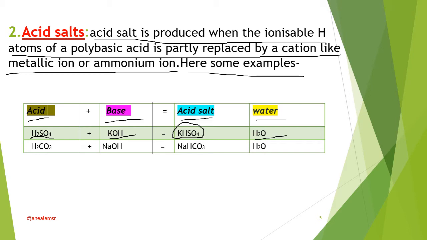Same thing happens in H2CO3. H2CO3 acid contains two replaceable hydrogen atoms. One is replaced by Na and the other remains as it is, and as a result it forms NaHCO3, acid salt, sodium bicarbonate, and water. So these salts are called acid salts. Next we go to the basic salt.